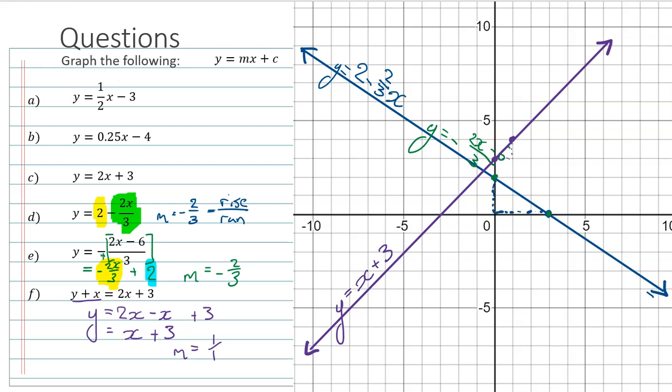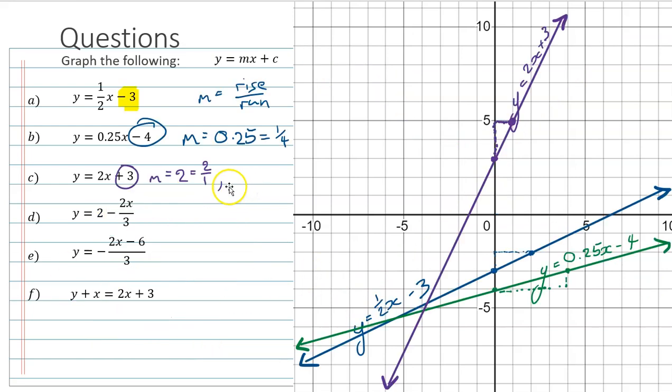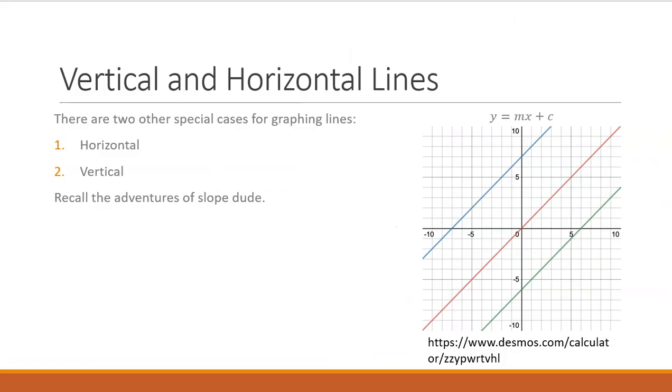So in summary, going back, what we've done is we've graphed these equations, or we've turned these equations into the graphical representation using the slope-intercept form. The slope being m, or the gradient, and the intercept being the point at which it crosses the y-axis. Now, before we're done for this learning intention, there are 2 more special cases that we need to look at. Those being vertical and horizontal lines.